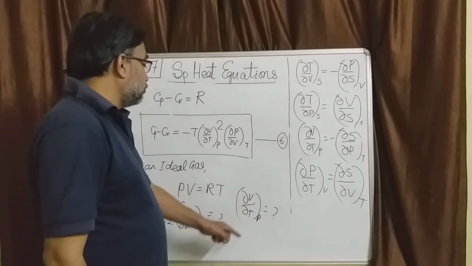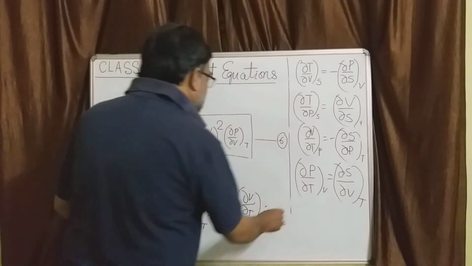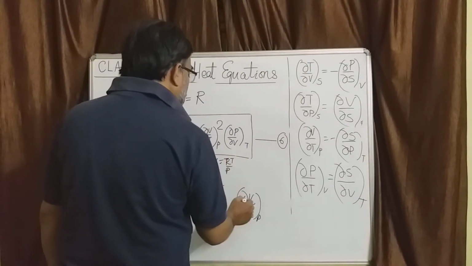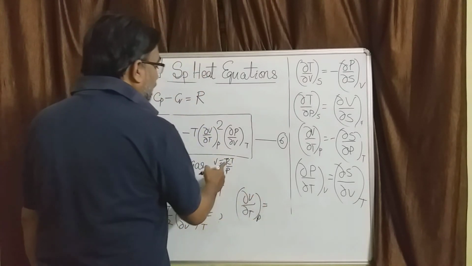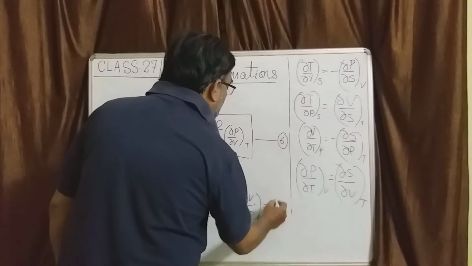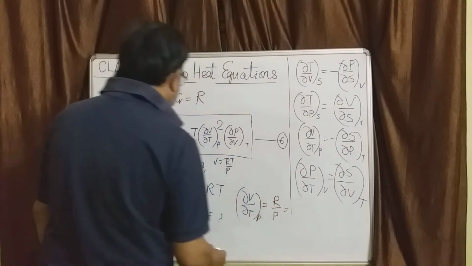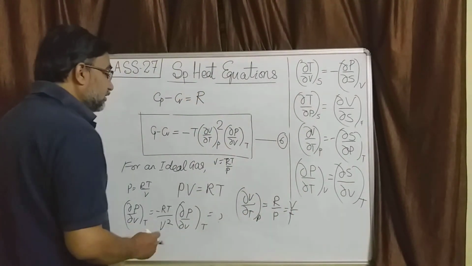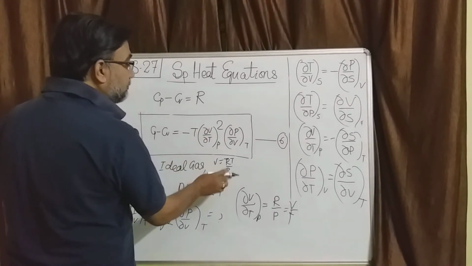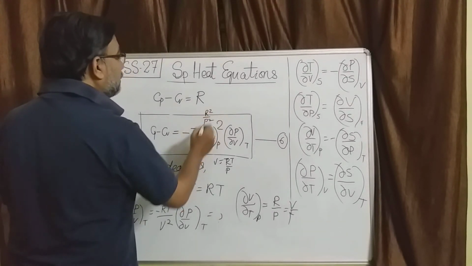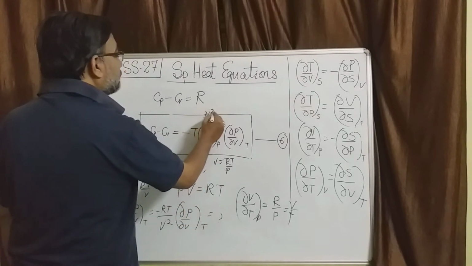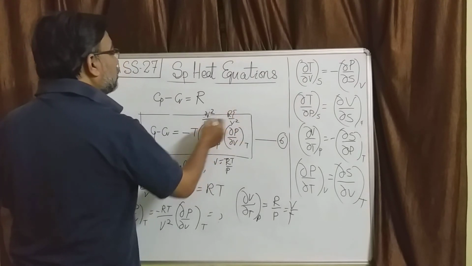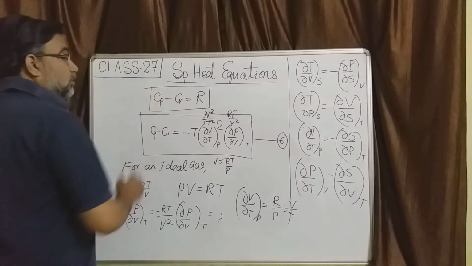Similarly, here you can do dV by dT. So what is V? V is equal to RT by P. So del V del T at constant P: R is constant, P is constant, so del V del T will be equal to R by P. And R by P is V by T. So if you put it here, then this becomes R square by P square, or V square by T square. This becomes RT by V square. So from this you can get Cp minus Cv is equal to R.